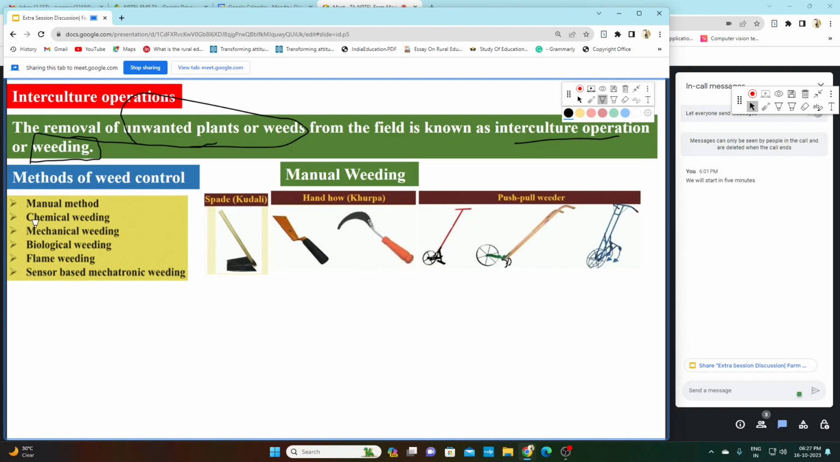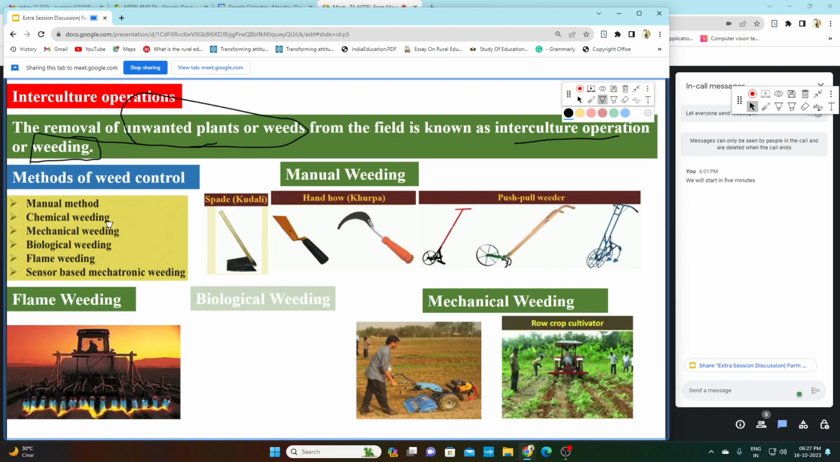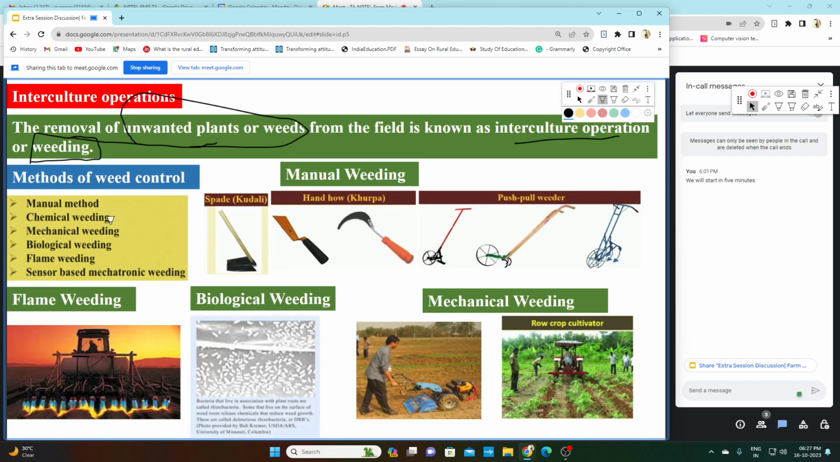Now chemical weeding. We are doing weeding with the help of chemicals. That we will be watching in the next slide. Then mechanical weeding. These are the mechanical weeders. You can see this is a power tiller drawn weeder, and this is a tractor drawn weeder.